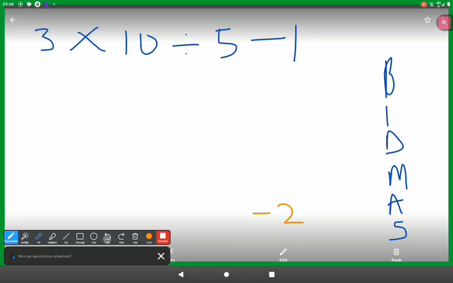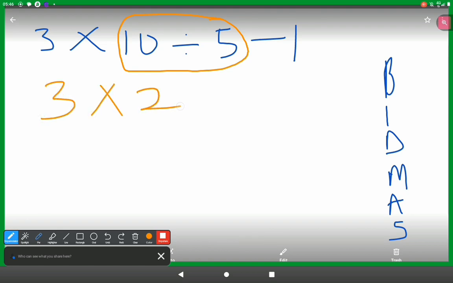Now let's go back to the question. So therefore, division will have to be considered first. The owner of the division is 5. So I'll take 5 together with what the 5 is facing, which is 10. Then I'll solve. What is 10 divided by 5? 10 divided by 5 is 2. Then I'll write 3 times 2, subtract 1.